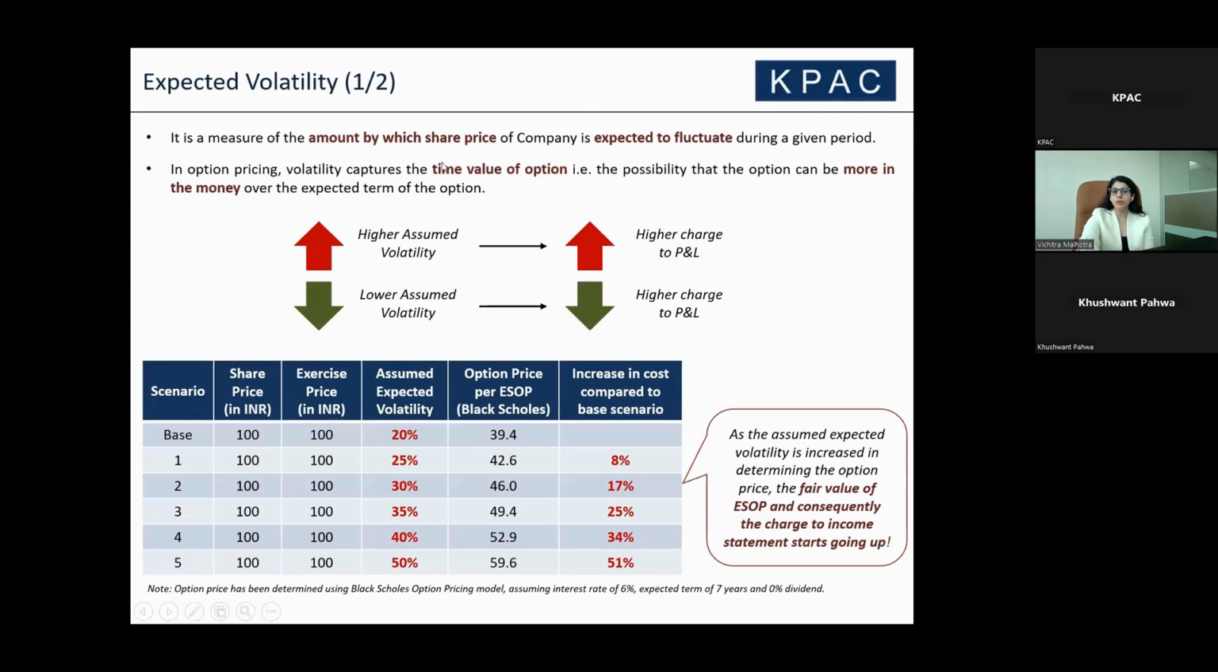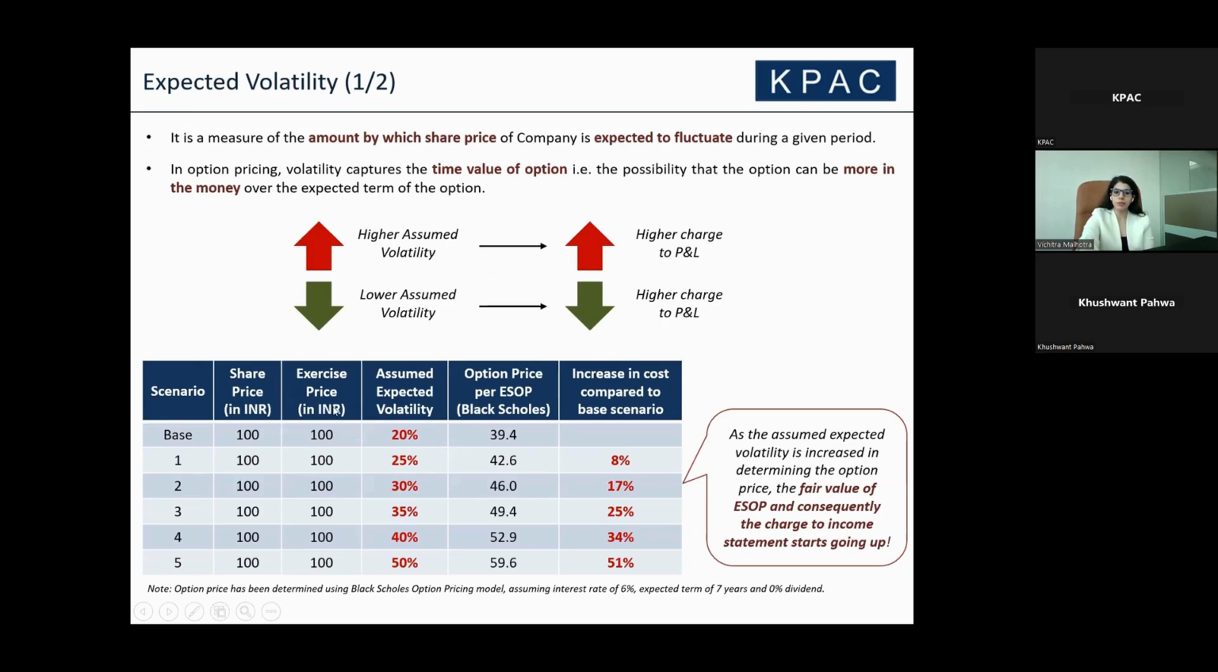Expected volatility in a way directly influences the time value of option, that is how much in the money the option can be in future. As a general thumb rule, higher the expected volatility or assumed volatility, higher will be your P&L charge, and vice versa, lower the expected volatility, lower will be the P&L charge.